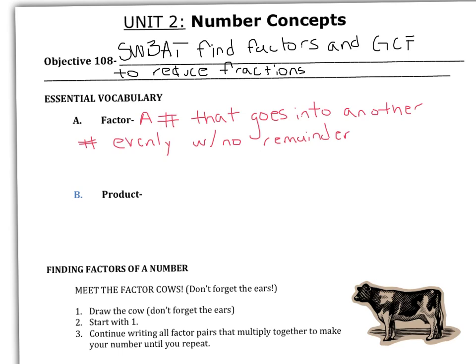And what we mean by no remainder, just to clarify that, is no decimals, or a remainder of 0. These are whole numbers. I'm sorry, not no remainder of 0, a remainder of 0, meaning it's a whole number.